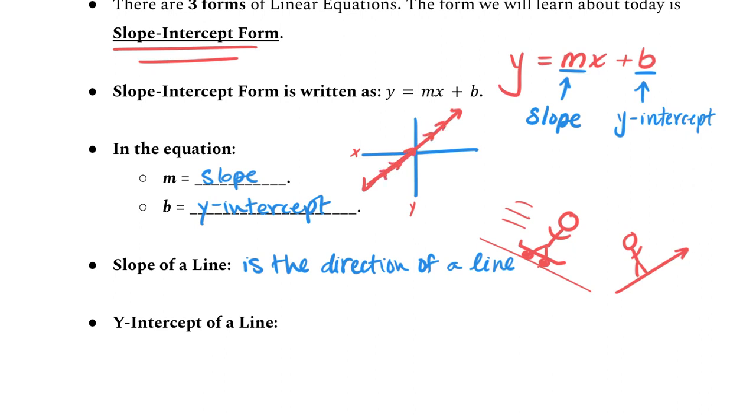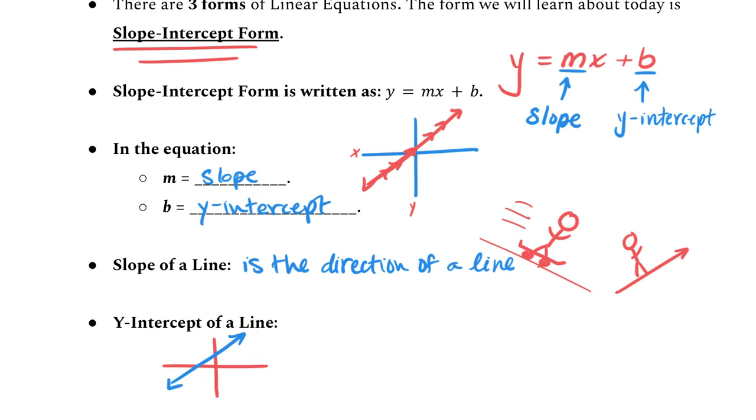Now, the y-intercept of a line: what I want you to do is we're going to draw an example of this. Go ahead and draw another graph. Then just draw yourself a line that looks something like this. Okay, there's the line. And so today we're going to learn how to graph lines.